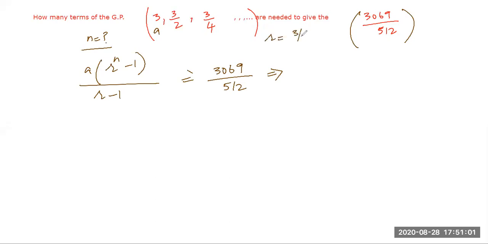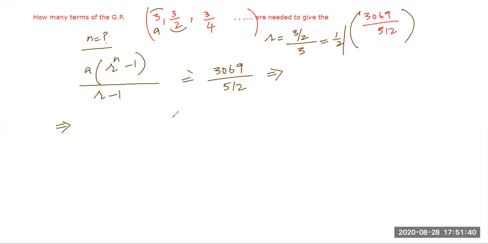So this is 3. What? No minus. There's no minus. Second term divided by first term. So what is R, students? R is the second term 3 by 2 divided by 3. So that is equal to 1 by 2. How did you get minus? I think you subtracted. This is not AP. This is GP. Don't subtract the first term from the second term. Rather, divide the second term by the first term, or divide the third term by the second term. Very good.